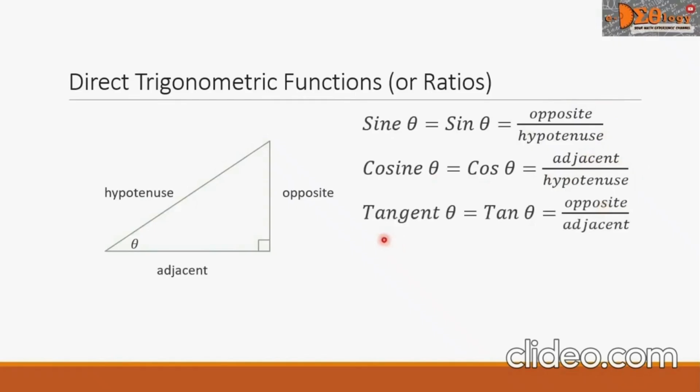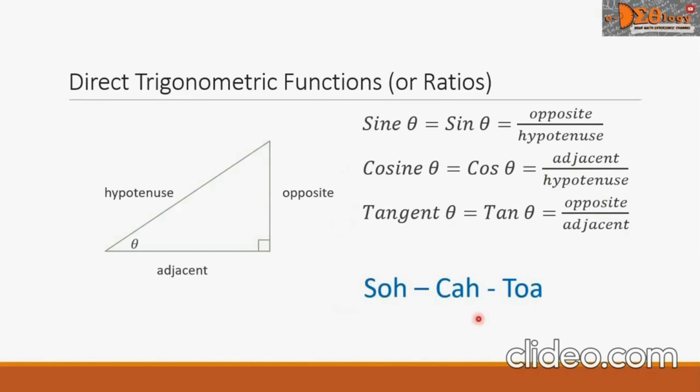The next function is tangent theta, and the symbol is tan. This is the ratio of the opposite side over the adjacent side. There is a popular mnemonic to help us remember quickly the three functions here.